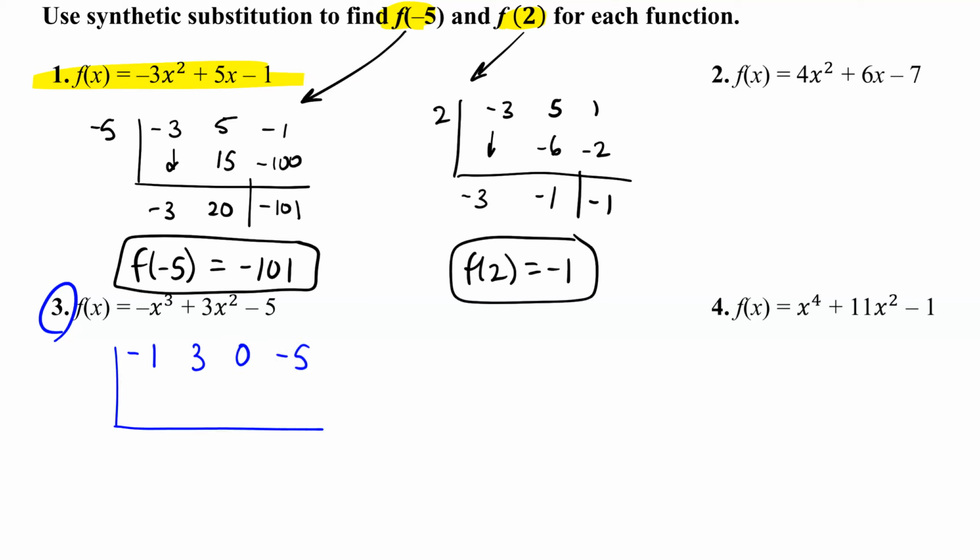Why did I put a 0 here? Why do I have a 0? There's no x, right? I have a cube. I have an x to the third, x to the second. There's no x to the first, so I have to put a placeholder. Tricky.